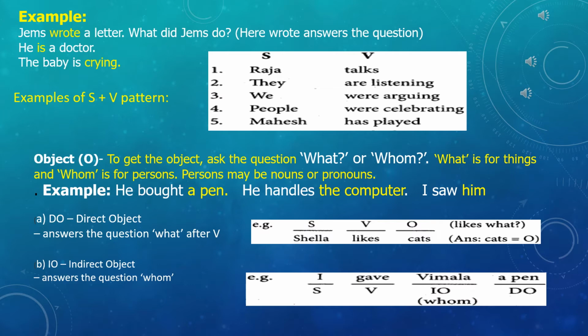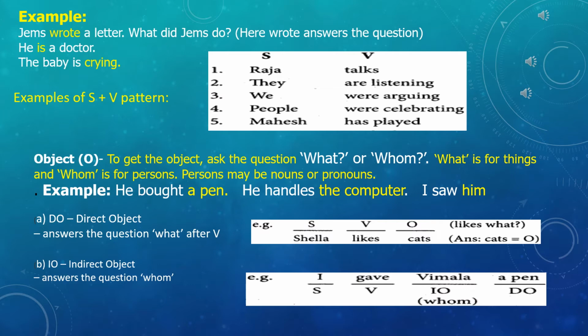The third one we have, we were arguing. Subject is we and verb is were arguing. Fourth one, people were celebrating. Subject is people, verb is were celebrating. The fifth one, Mahesh has played. Subject is Mahesh and has played is the verb.